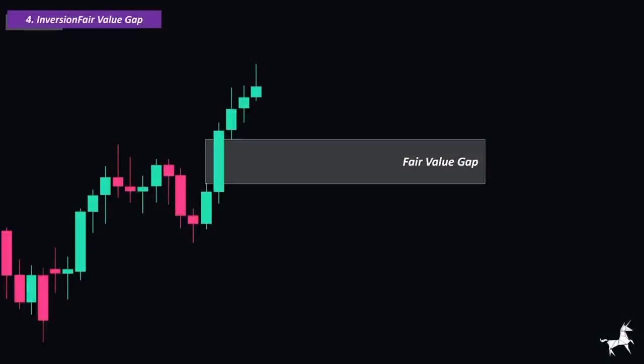For example, here we have a bullish imbalance that caused this gap. When price pulls back to this area, we expect a rejection to the upside. However, the next candles close below the gap, completely disrespecting it, which creates an inversion.